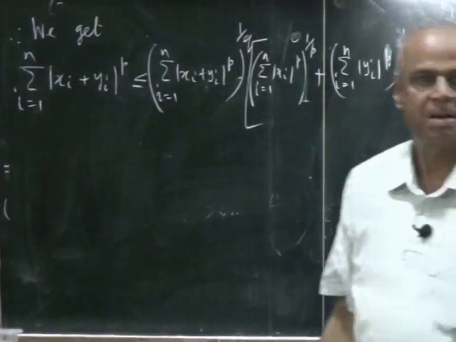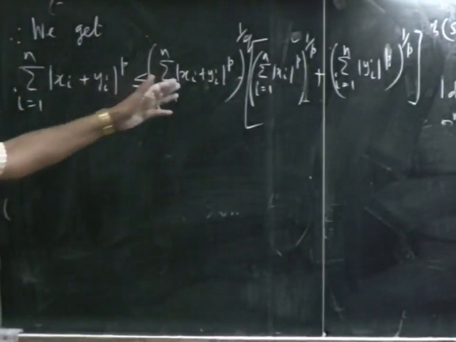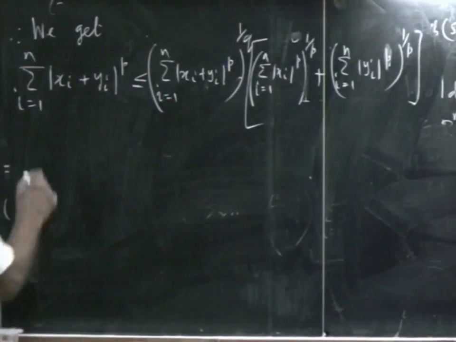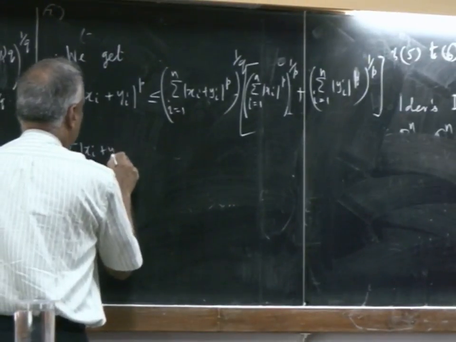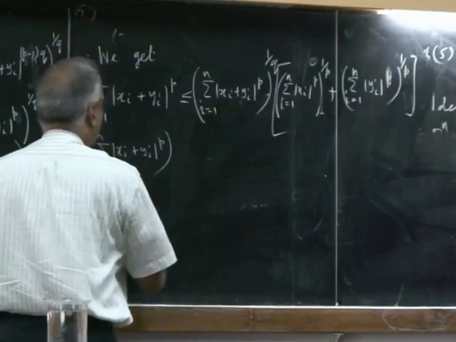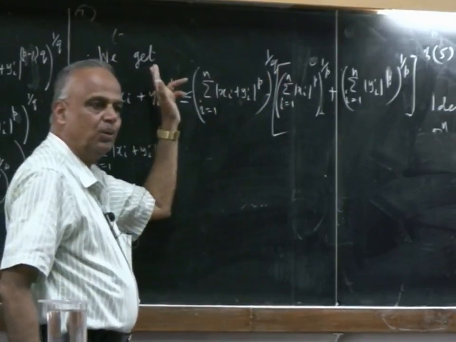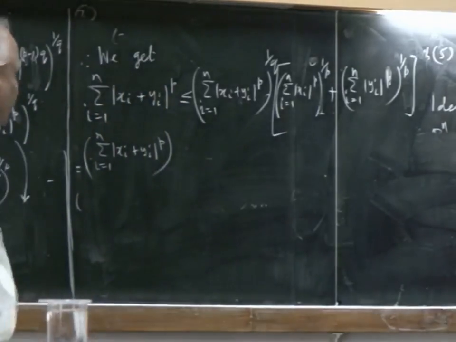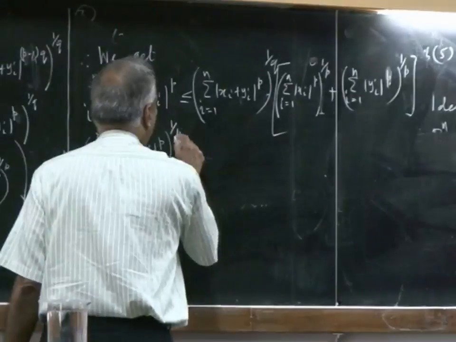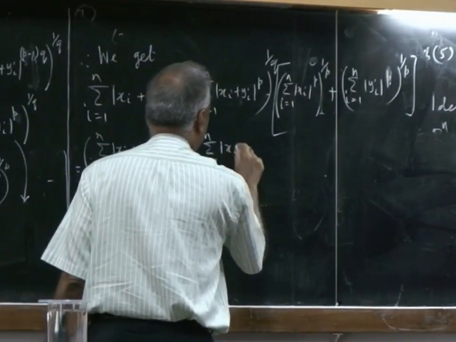We are almost done. This term and this term, right? So, we will bring this fellow to this side. What do I get? Summation i equal to 1 to n mod xi plus yi to the power of p, to the power of 1 here, and a minus 1 over q will come to this side. So, what is 1 minus 1 over q? Is precisely 1 by p. Is less than or equal to summation i equal to 1 to n.